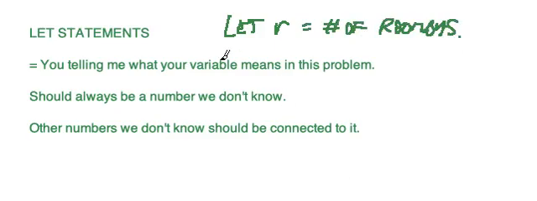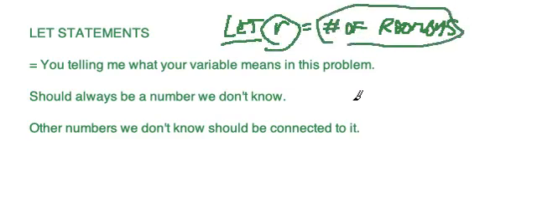It starts with the word let, which is really just saying, okay, let's pretend that this letter represents this thing. Those are the parts: the word let, then a letter, then it represents or an equal sign, and then the thing that it actually represents. So we'll see some examples of this in a second, but remember, you're just telling the person who's reading this what the variable means in this problem.